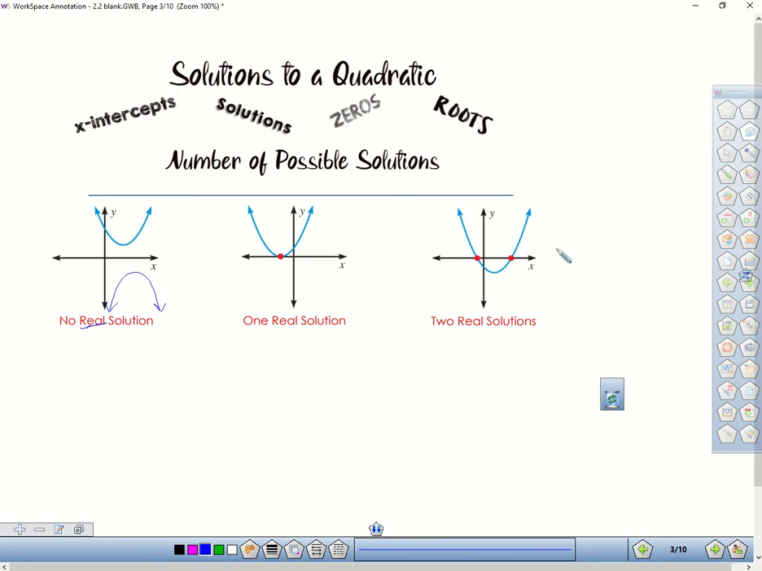And then the most common one we usually talk about in most classes is the two real solutions, which is what you had seen in Algebra 1. Probably most likely you probably saw a few one real solutions as well. But two real solutions means we hit the x-axis twice. Now if you were to draw the axis of symmetry in here, you'll notice that the axis of symmetry is equidistant to the two x-intercepts. See what I'm saying? Alright.